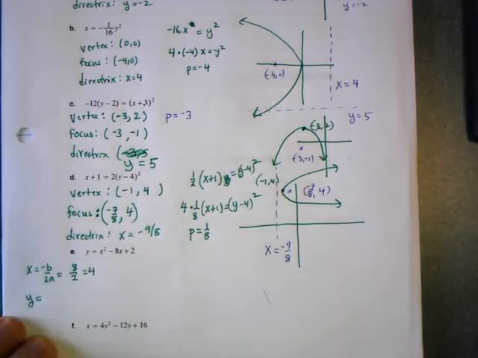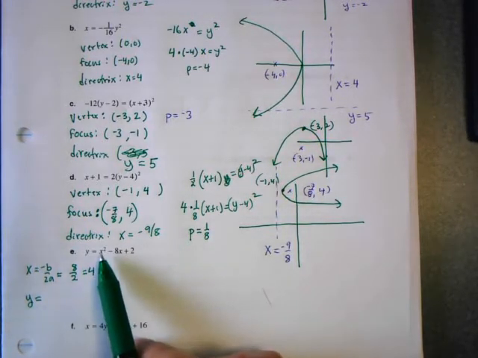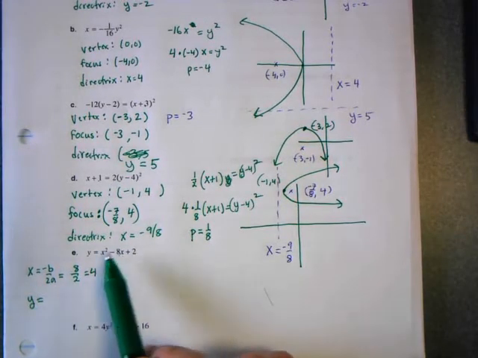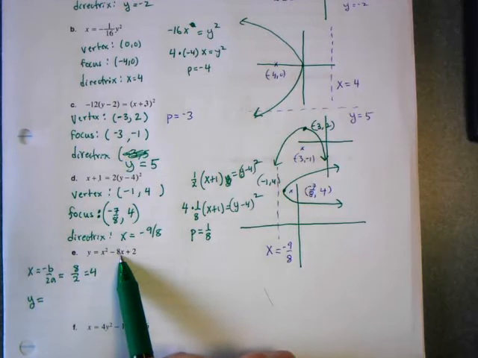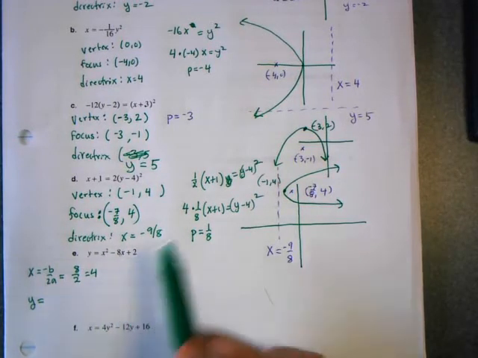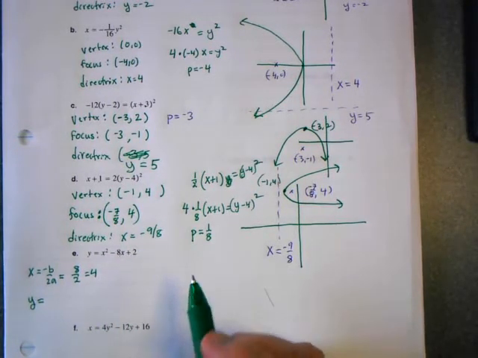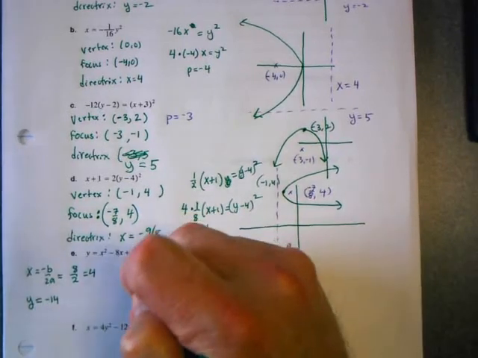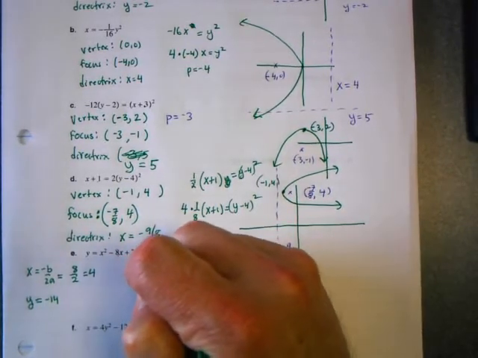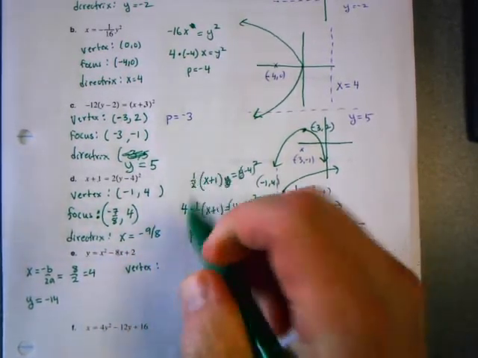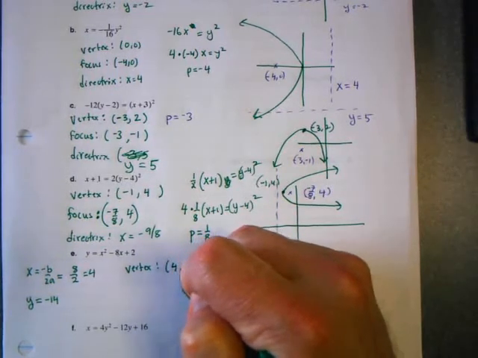And then how do I find the y number? I simply plug it in. That's correct. So I plug it in. What's 4 squared? 8 times 4. 16 minus 32. Negative 16 plus 2. Negative 14. So the vertex is 4, negative 14.